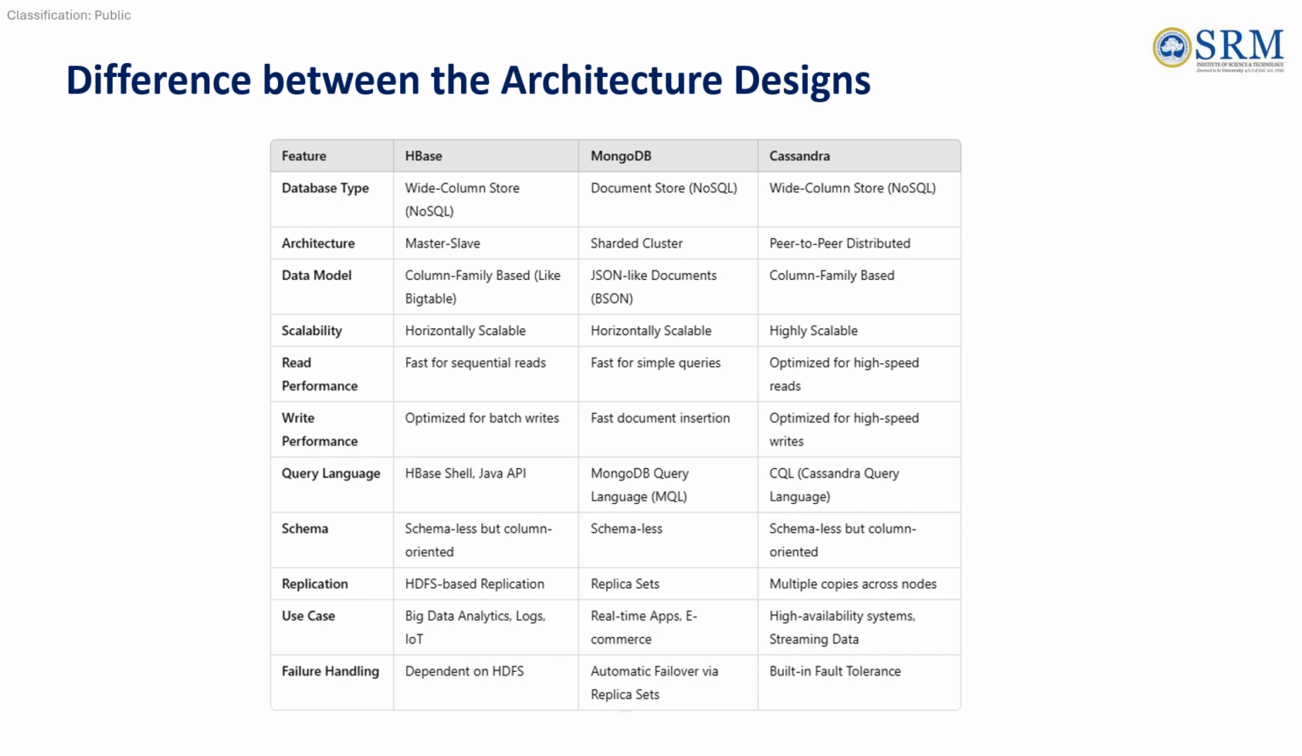Cassandra follows a fully decentralized peer-to-peer architecture. All nodes are equal and there is no central master node. This provides very high fault tolerance and scalability for distributed cloud applications. In terms of storage model, HBase is column-oriented, MongoDB is document-oriented, and Cassandra is also designed for distributed column family storage. So overall, each architecture is designed for different application requirements depending on scalability, fault tolerance, flexibility, and performance needs.